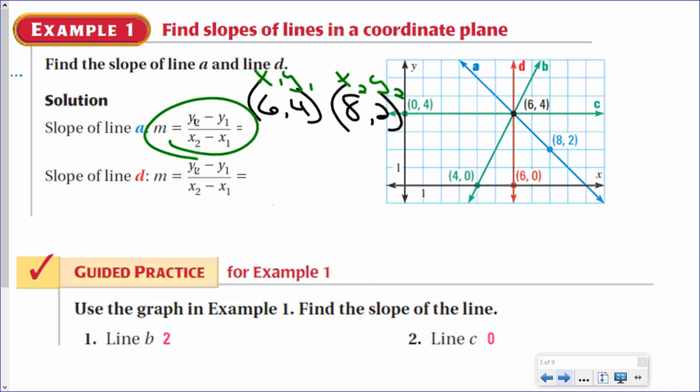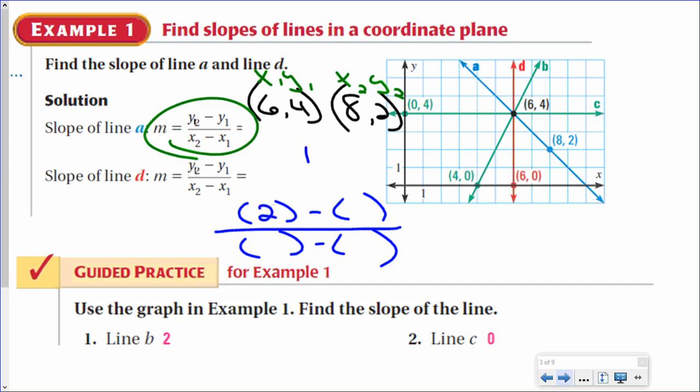Since we're going to be following that format, I'll have a skeleton of it with open numbers. Now remember, the y's are always on top, so I'm going to put 2. I already have the subtraction sign ready to go in there, and then the 4 would go right there. Your x's: the 8 would go here, I already have the subtraction symbol in there, and then the 6 right there. So we're taking 2 subtract 4, which gives me negative 2, over 8 subtract 6, which would be 2. Final answer for this one would be negative 1.